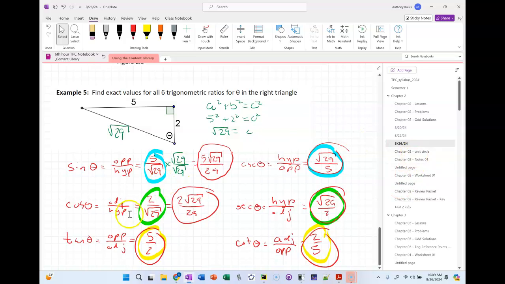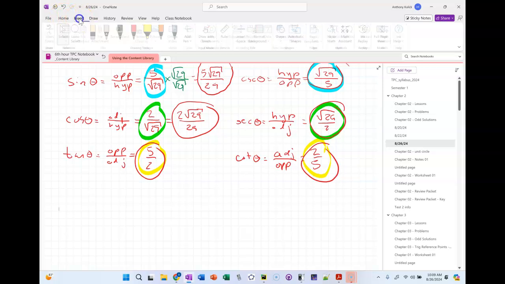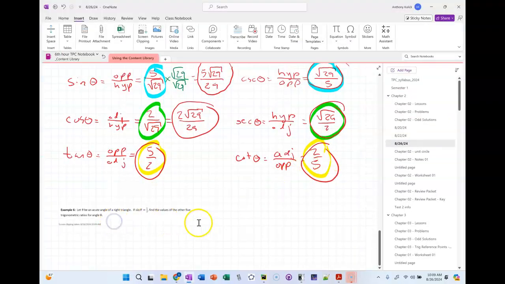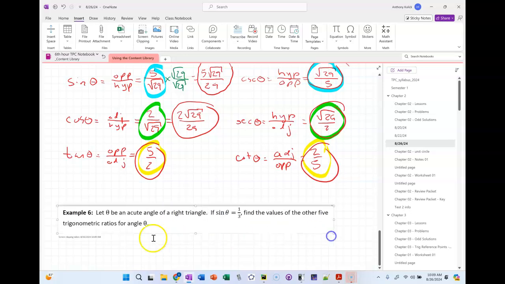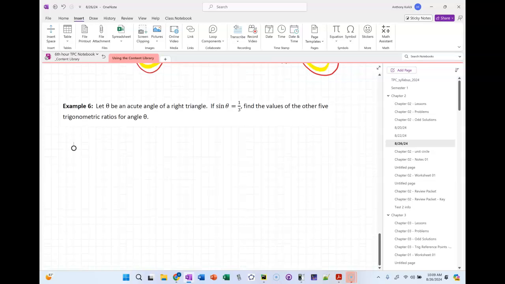All right. What if we ask the question this way? Let theta be an acute angle of a right triangle. If sine theta equals 1/3, find the values of the other 5 trig ratios for angle theta.